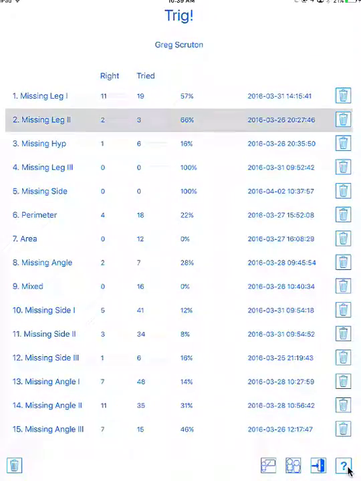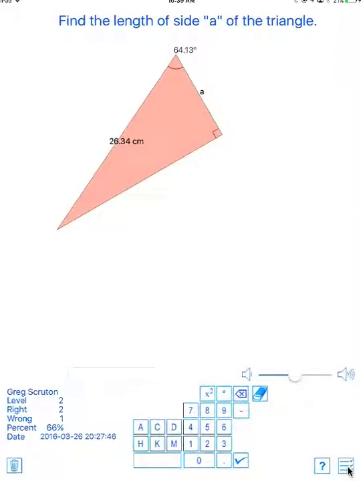And level 2 is we're finding the missing leg, in this case, using the cosine. Okay, so I'm given an angle, and the side I'm asked to find is adjacent to the angle. This is the hypotenuse leg, and this is the opposite leg. So I'm asked to find the adjacent, I'm given the hypotenuse. Alright, and so that's level 2.